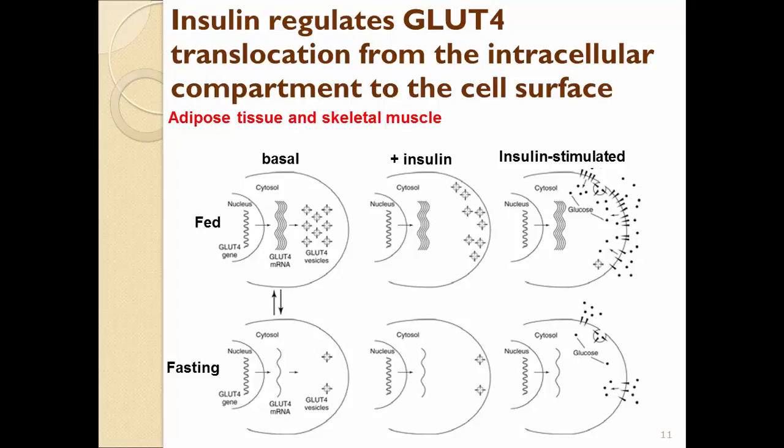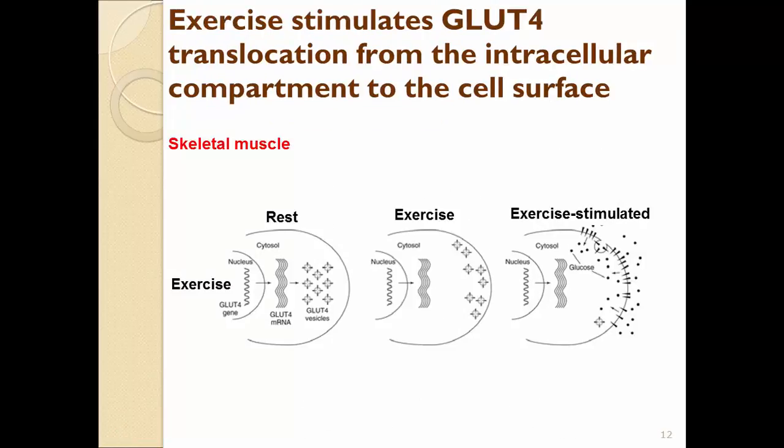And in addition to insulin stimulation of GLUT4 translocation, skeletal muscle also responds to exercise. Exercise is also able to stimulate GLUT4 translocation to the cell surface and uptake of glucose, and this process is independent of insulin, right? It responds to exercise through a different mechanism we're going to talk about much later. So skeletal muscle responds to exercise and also translocates GLUT4.